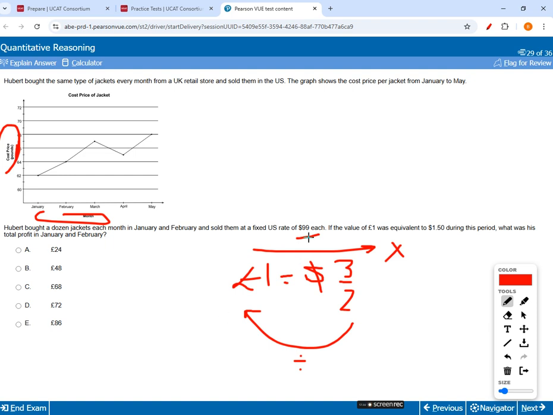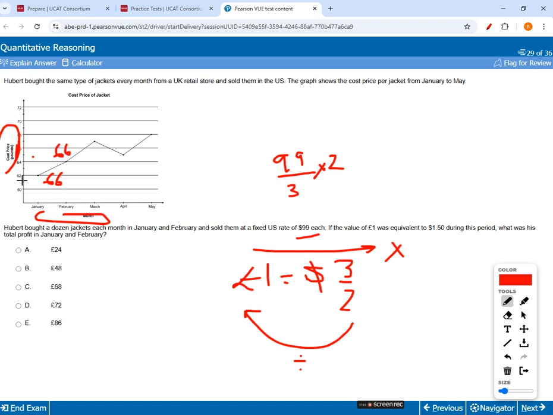So what am I doing? I need to divide, because I had a quick scan of these values and they're all in pounds. So I need to find out his selling price in pounds. 99 is what we got, $99. I will do 99 divided by 3/2. I'll flip it: 99 divided by 3 times 2. 33 times 2, 66. That means he sold it in the month of Jan for 66 pounds. He sold in the month of Feb for 66.